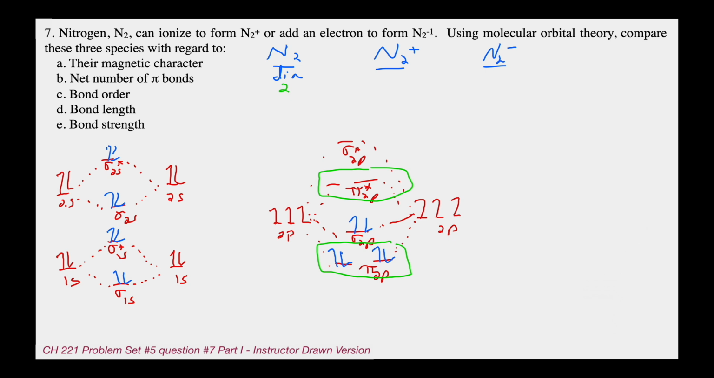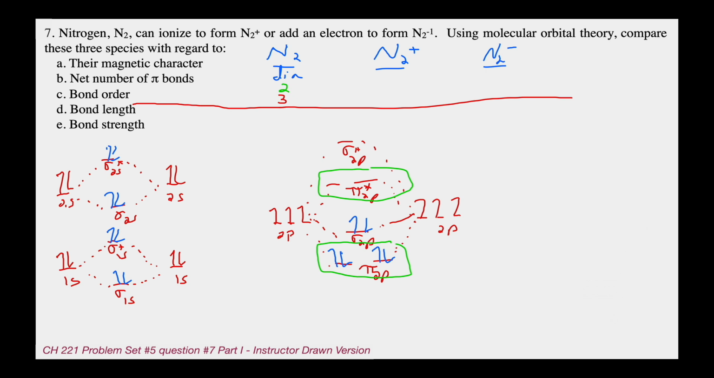Bond order overall is going to be 1/2 bonding electrons minus anti-bonding. You can ignore all the 1s and 2s interactions because they equal each other out. 1/2 (6 minus 0) is going to be a bond order of 3. I'm going to keep bond length and bond strength to the end. Let's do the other parts first.